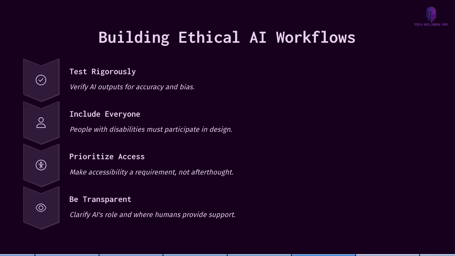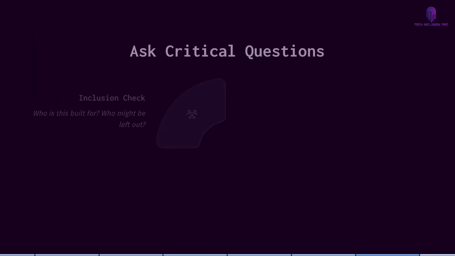So you want to build ethical AI workflows, and that's what we're trying to teach you in this course too. Test rigorously, verify the outputs, include everyone as much as possible, prioritize access, and make accessibility a requirement at the front end and not an afterthought. And be transparent. Clarify AI's role and where humans provide support in everything that you create. Many things that I have created in this course were AI supported, but I significantly edited them over and over again and received feedback and edited again to make sure that the content I'm giving you is the intended content that I'm hoping you learn.